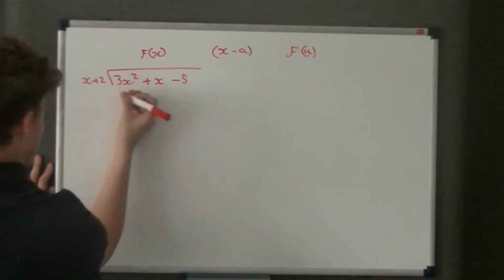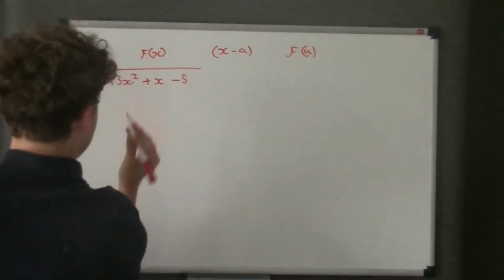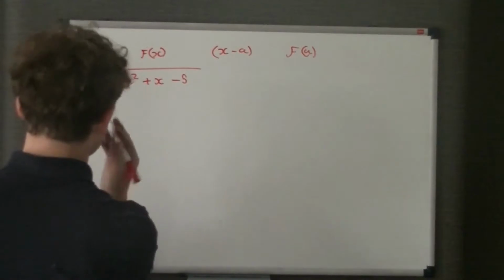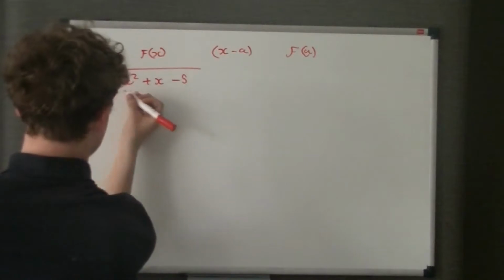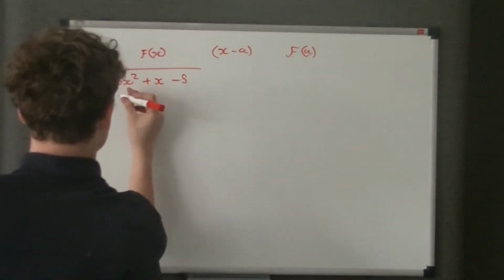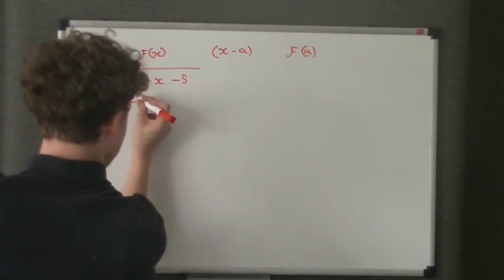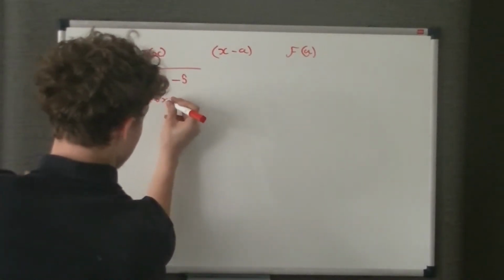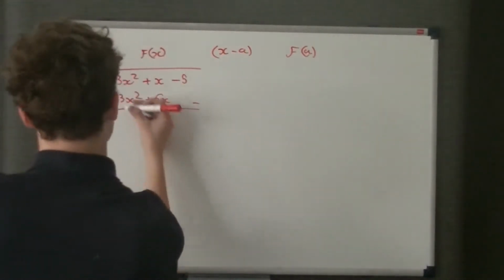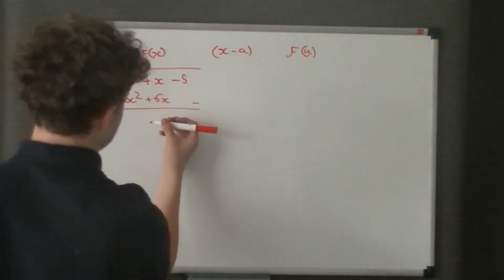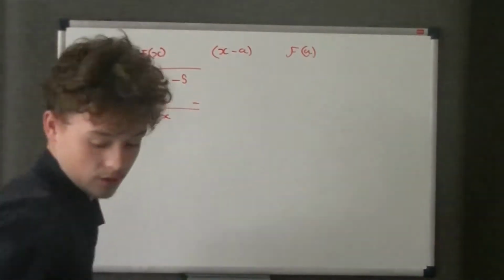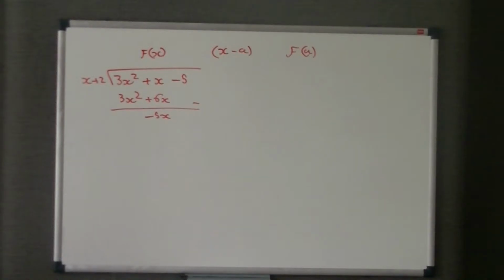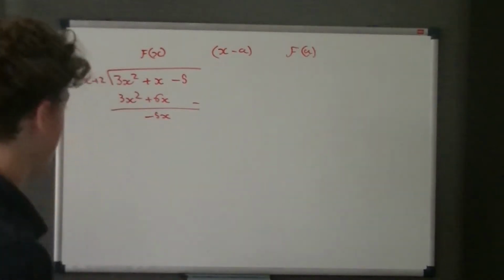So 3x squared over x will get us 3x. So we times x plus 2 by 3x, so that gets us 3x squared plus 6x. Take them away, 3x squared cancel out. If we're taking away a positive, it becomes negative 5x, if I've done that right. Yeah, I think I have.